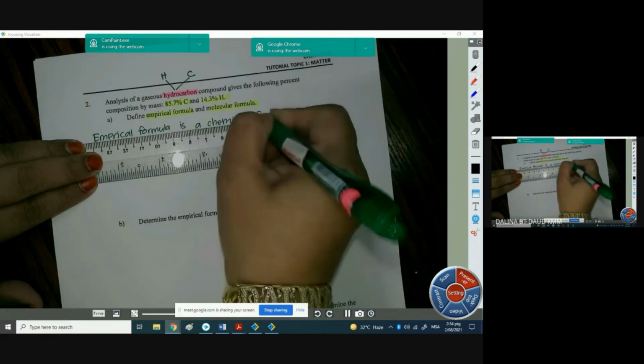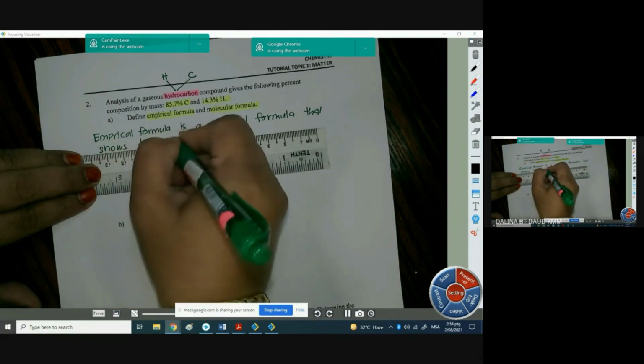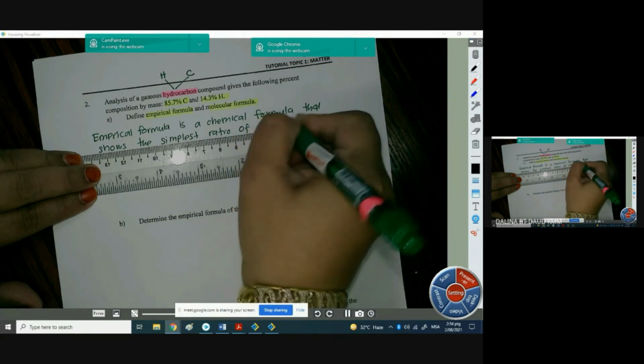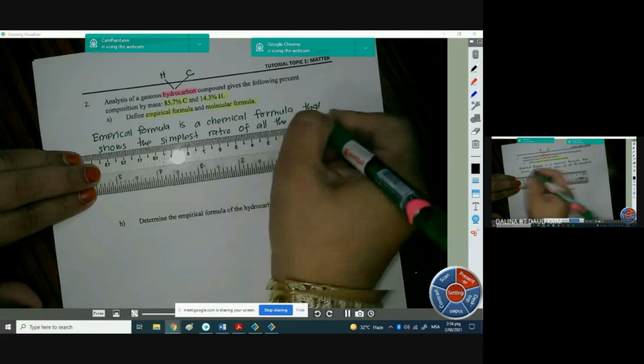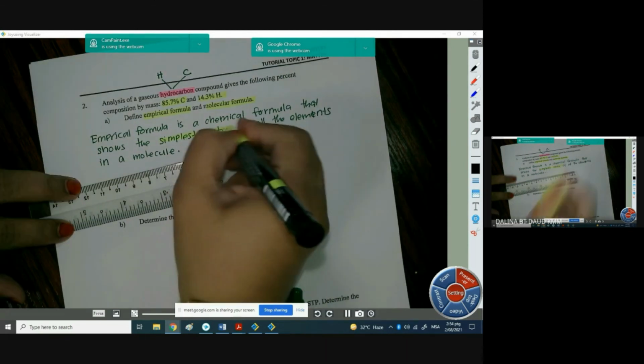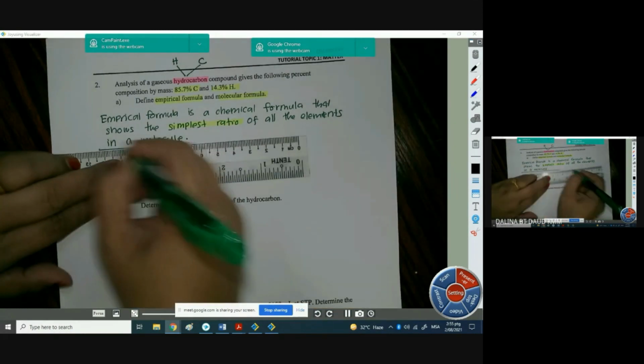is a chemical formula that shows the simplest ratio of all the elements in a molecule. The keyword here is the simplest ratio. A formula that shows the simplest ratio for each element. Is it okay that I mix languages? Bilingual is okay, right? If you don't understand, tell me.